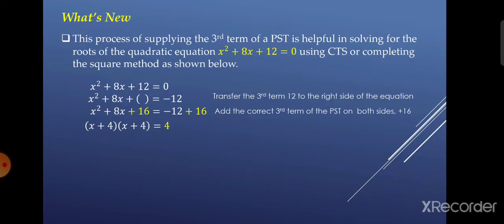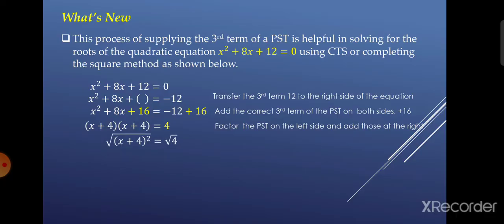Then followed by equals. Then negative 12 plus 16 or 16 minus 12 is 4. Naka-yellow siya kay mao ang final answer sa kana nga linya. So we factor the perfect square trinomial on the left side and add those at the right side. What's next? Sa CTS method.